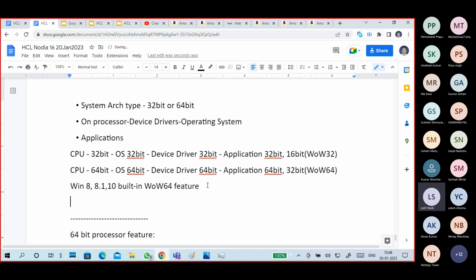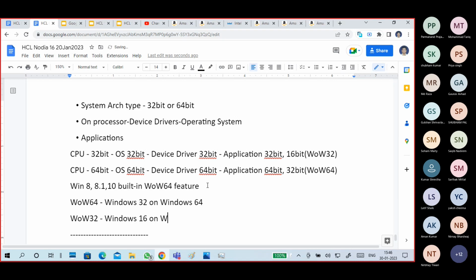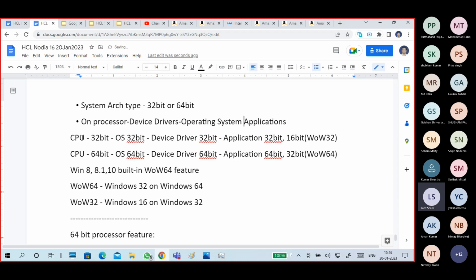So what is WoW64? Windows 32 on Windows 64. Only one step lower, guys. Not 16 bit. Can I run it in 64? It won't work. So this is the point you should understand.